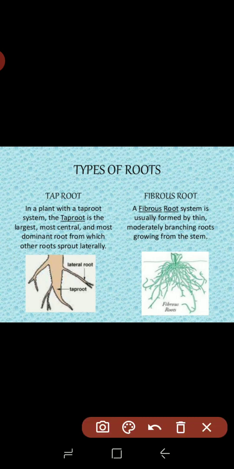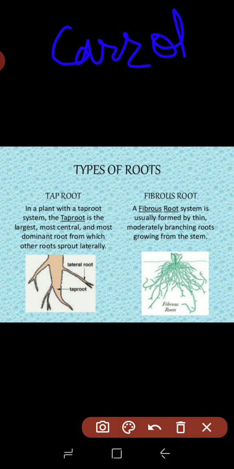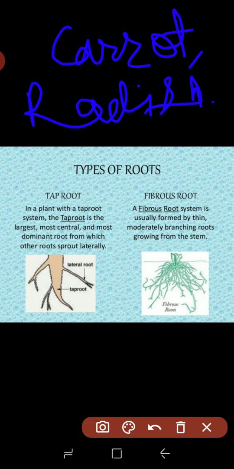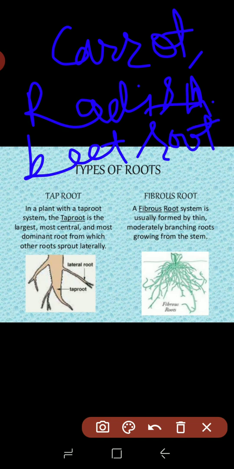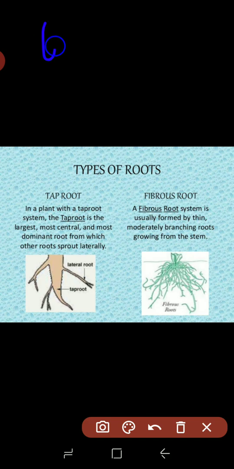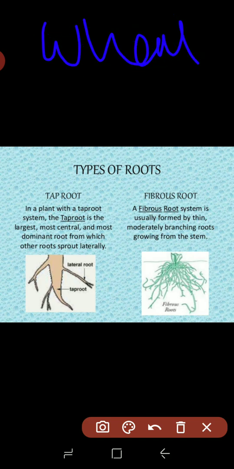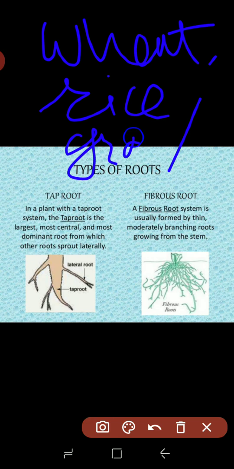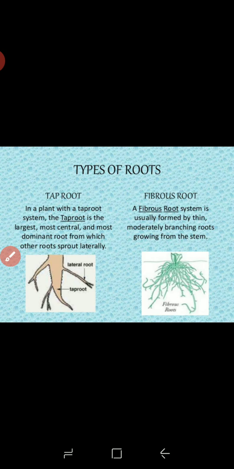The examples of the tap root are carrot, radish, then you can say the beetroot. These three are the examples of tap root, and examples of fibrous roots are wheat, rice, grasses, and so on. So these are the examples of fibrous roots.